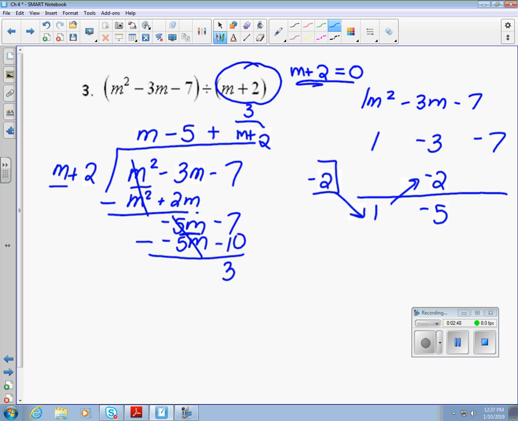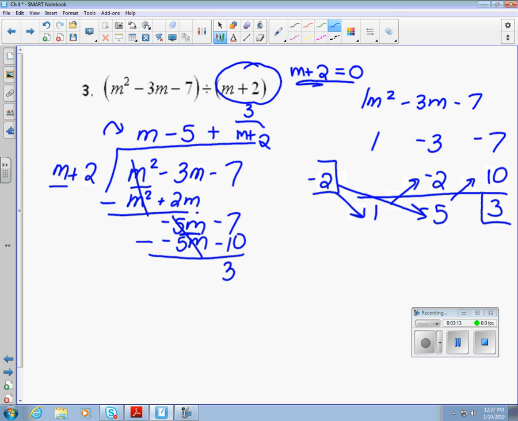Then we're going to follow the process again. Now I'm going to do negative 2 times negative 5, and that number is going to pop up here. So that's going to make positive 10. And now we're going to add. So negative 7 and 10 make 3, and that's my remainder. Now I've got the same numbers. I've got a 1, a negative 5, and a 3. So I can see over here, I'm getting the same information as here.